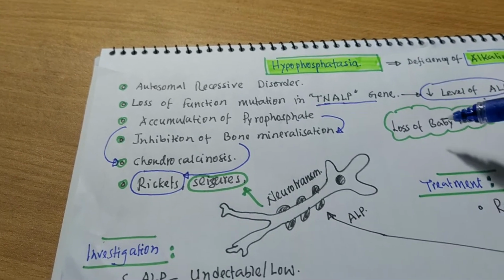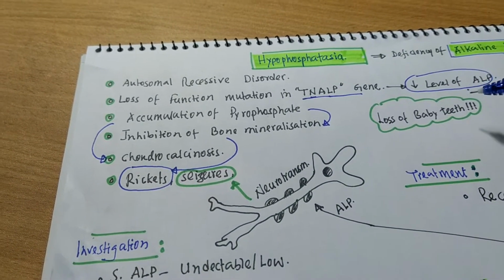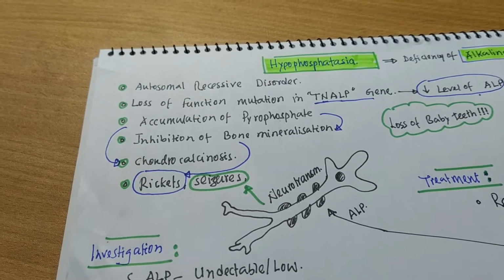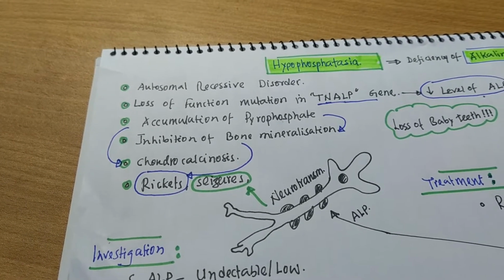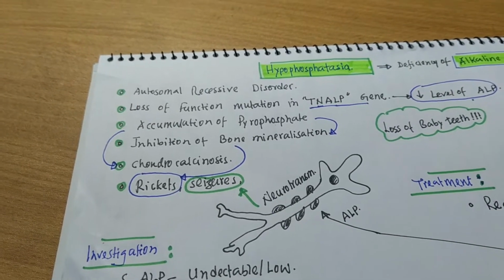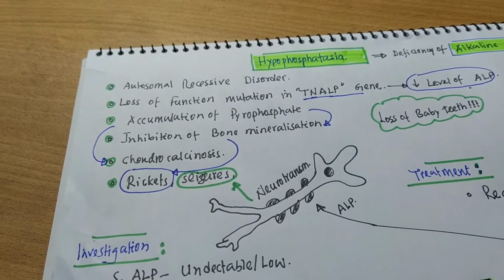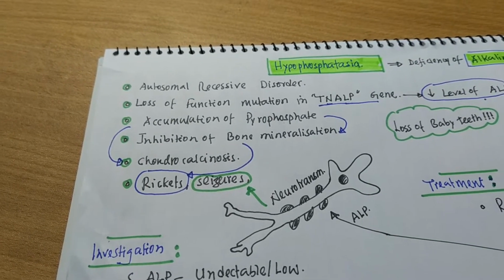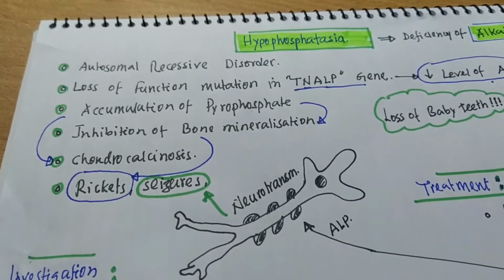And how to suspect that the baby is suffering from hypophosphatasia? Usually the baby presents with loss of baby teeth very early, around 6, 8, 9, 11, 12, 15 months, very early. So loss of baby teeth is the very pathognomonic clinical feature of hypophosphatasia.